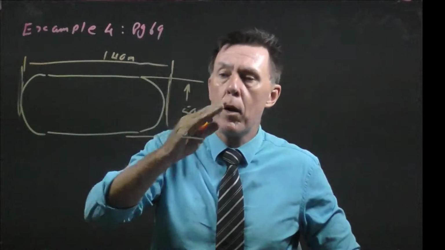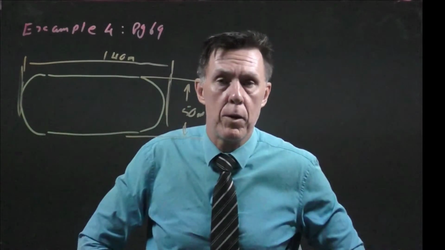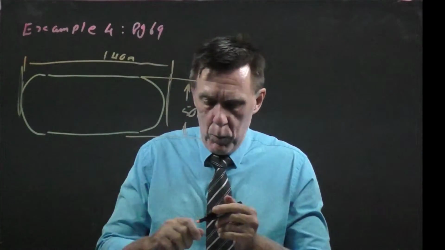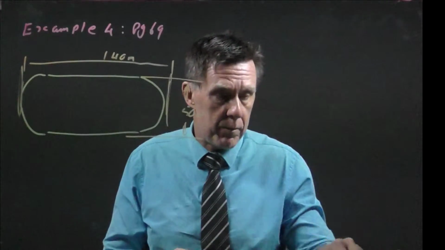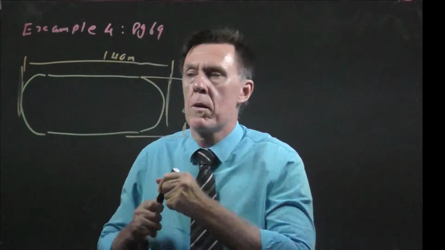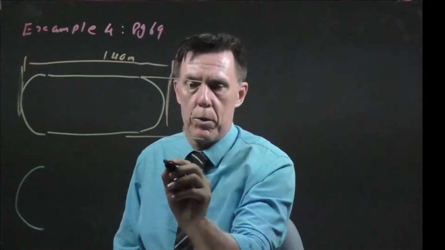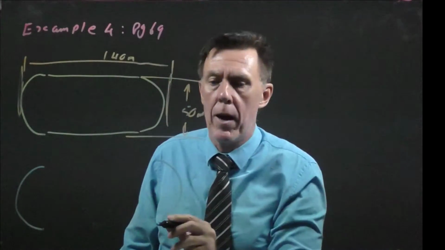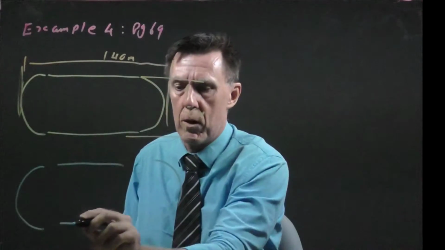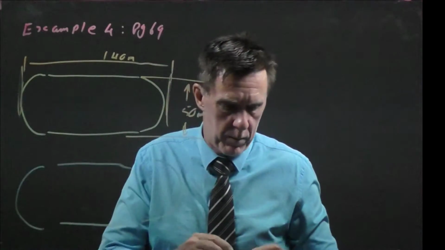Now, priority one, we have to work out the circumference of that. I'm going to pull this diagram apart a little bit and break it down into its components. We have a circular bit on the end here, another circular bit on the end here, and then we've got these straight lines running in between.